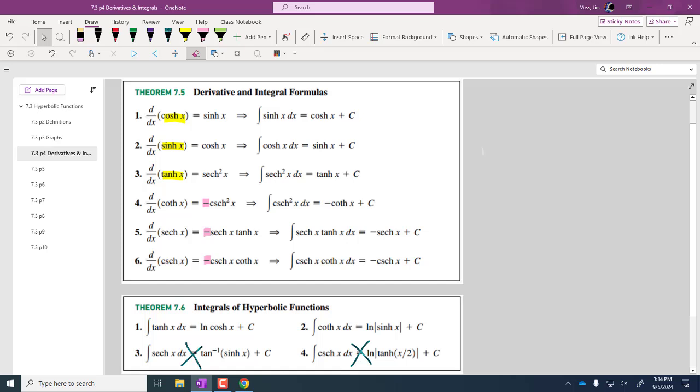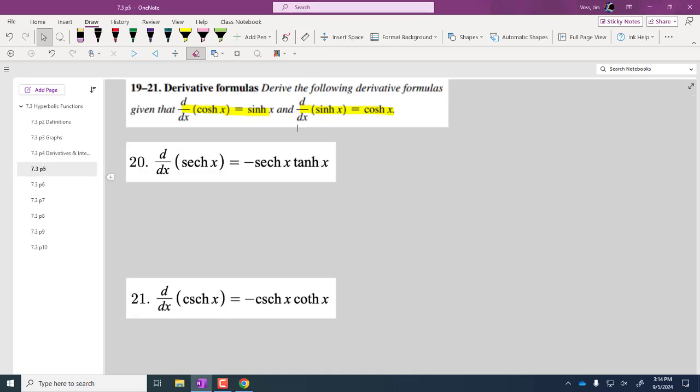All will be revealed. Okay, so there are our basic derivatives and integrals. Let's try them. The first thing is that the derivatives of the primary 3, sinh, cosh, and tanh, are all positive. The other 3 are all negative, so just have that in your mind. Here we start with our basic 2, sinh and cosh, derivatives of each other. They want us to prove that the derivative of sech is minus sech tanh.